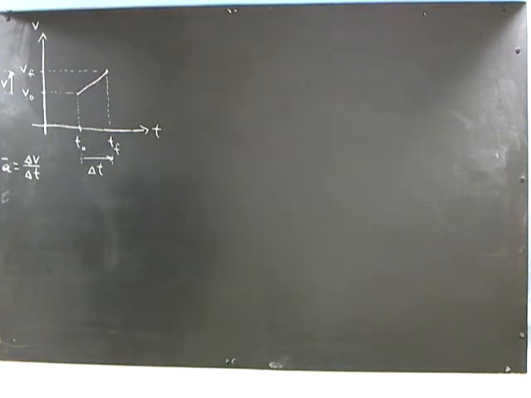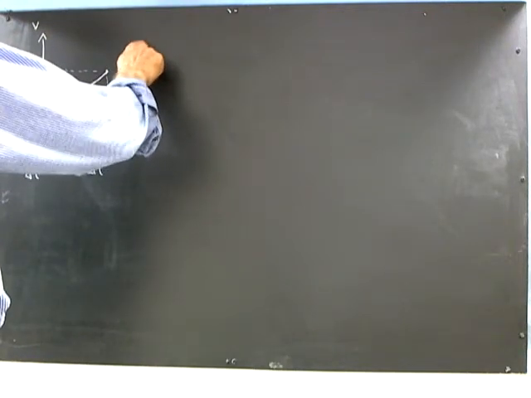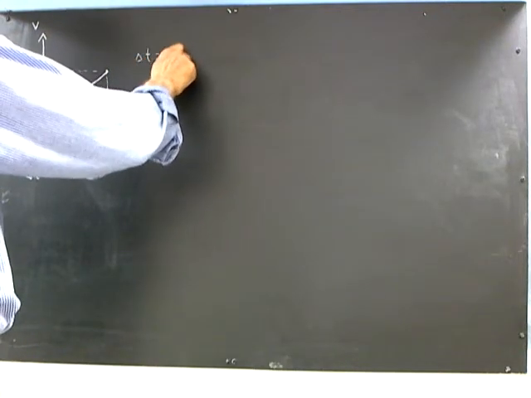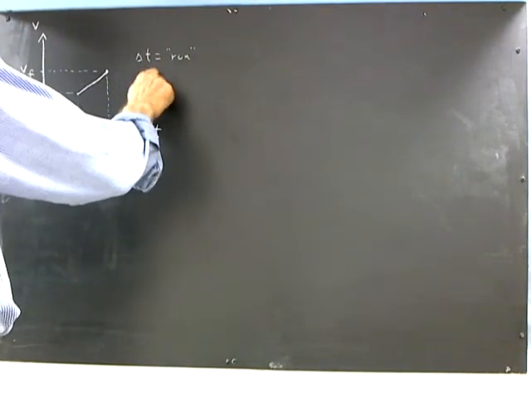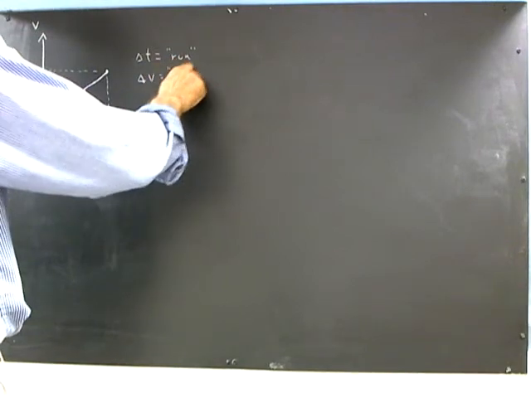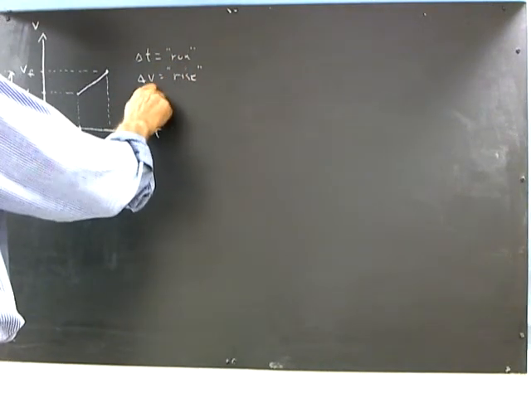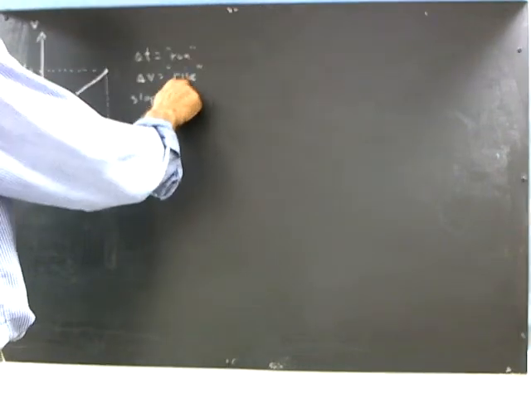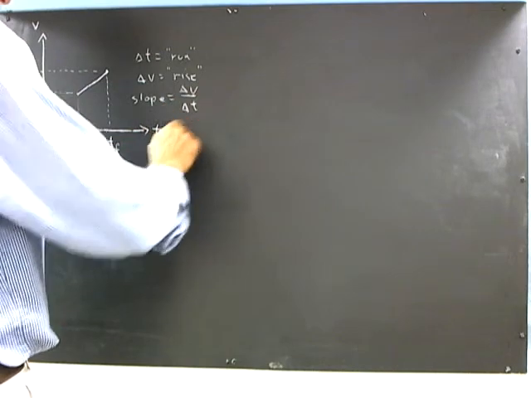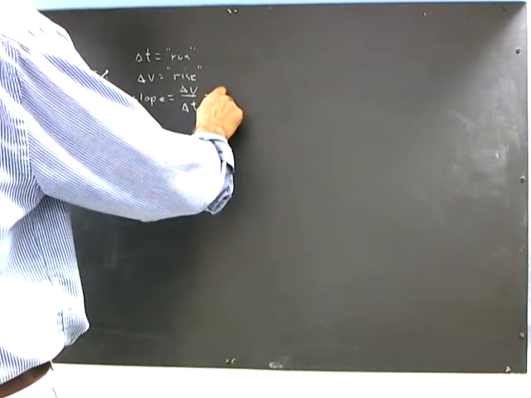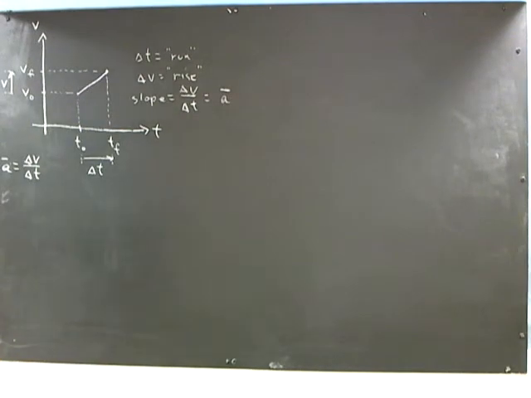In this case, we can see that delta t is the run between the 2 points. Delta v is the rise between the 2 points, so that the slope represents delta v over delta t, which equals the average acceleration.